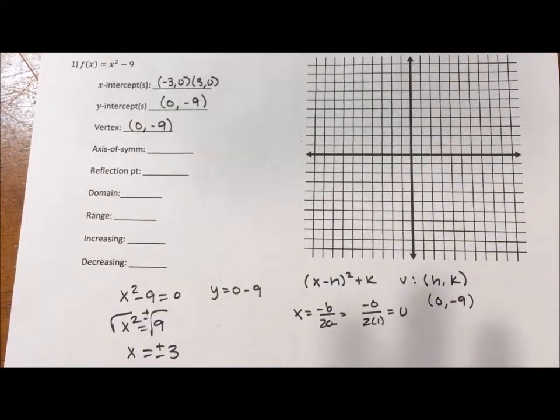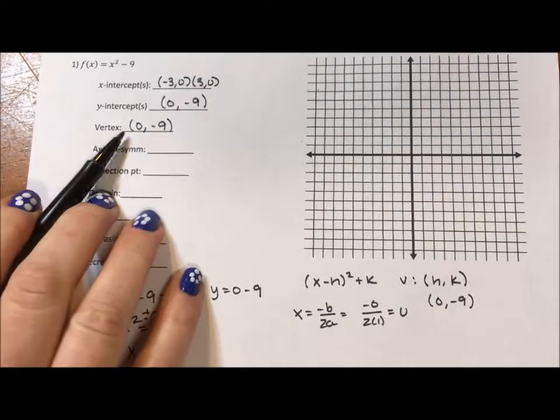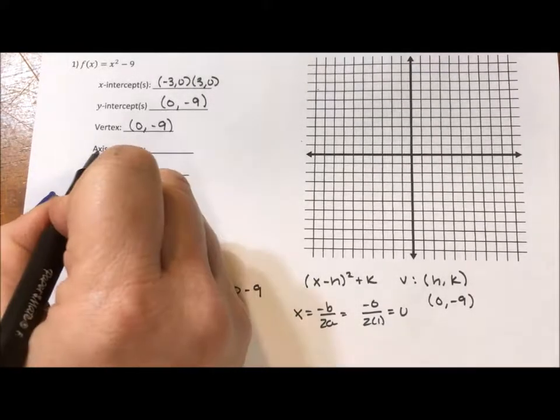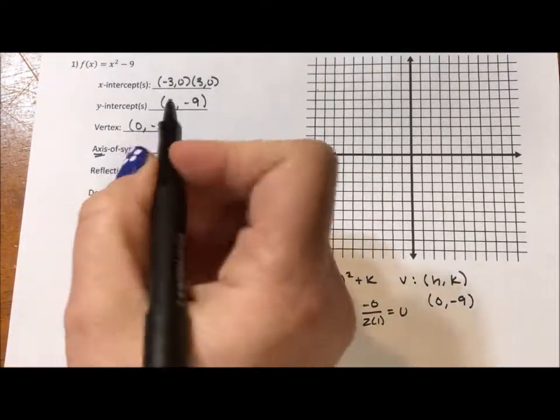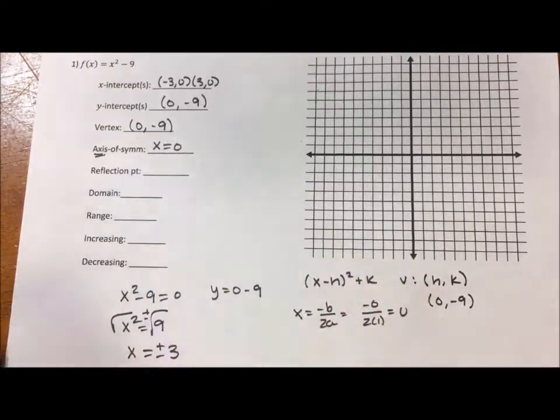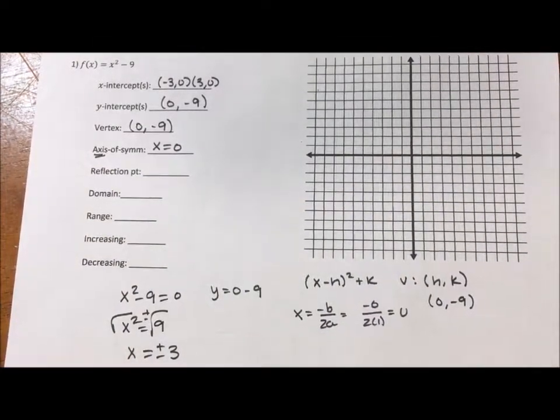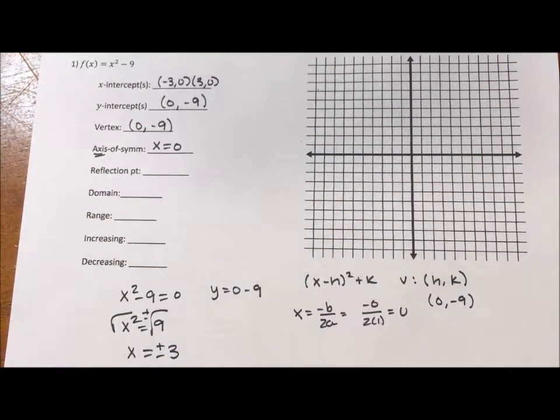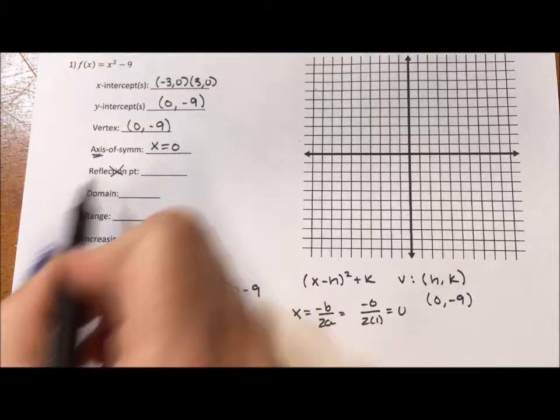Okay. The axis of symmetry is the x of your vertex. Axis has an x. Vertex is the x value. X equals 0. It's always an equation of a line because it is a vertical line. Reflection point. We're not going to have a reflection point on this graph. We could, but we don't. So I'm not going to worry about this for now.